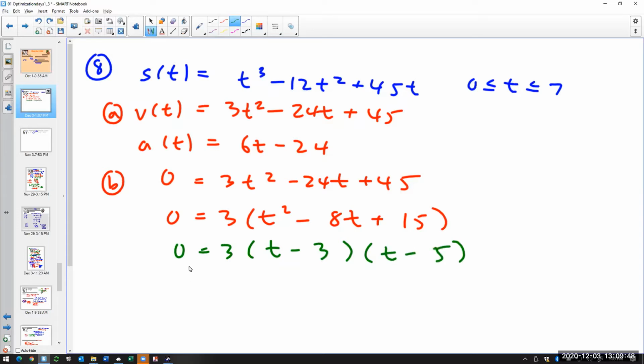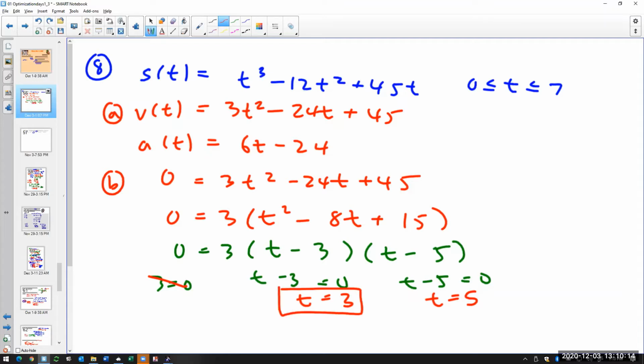All right. So what I get is something times something times something equals 0. What does that mean about one of these somethings? It means either 3 is equal to 0. Oh, that's silly. 3 cannot be equal to 0. Or t minus 3 is equal to 0. That's possible. Or t minus 5 is equal to 0. That's possible. So what this tells me is that the 2 times when my particle is at rest, meaning when velocity is equal to 0, is 3 and 5.